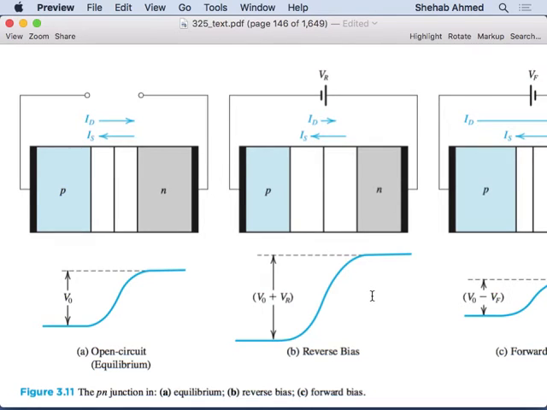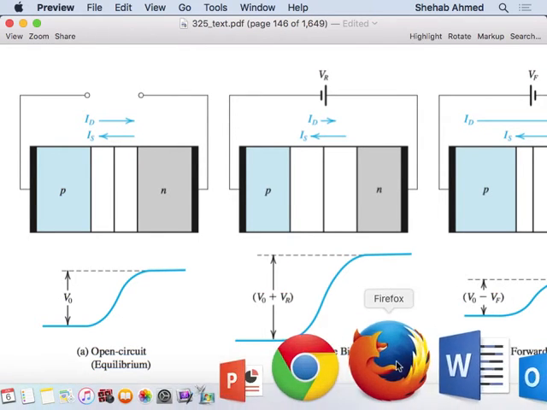We said one is forward bias. Forward bias is when I'm actually helping the diffusion current. Reverse bias is blocking. So when the positive goes straight to the N junction, what is it doing?